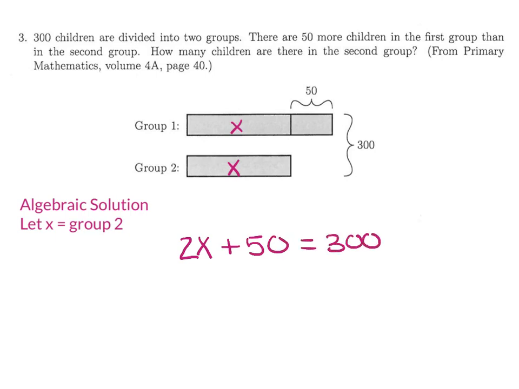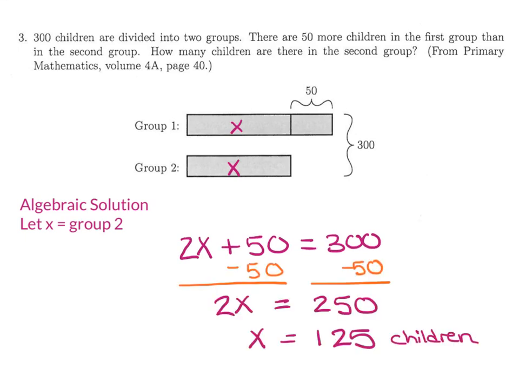The next step will be to solve our equation. Solving the equation by subtracting 50 from both sides and then dividing both sides by 2 gives us that x is equal to 125 children, which will answer the question of how many children are in group 2.